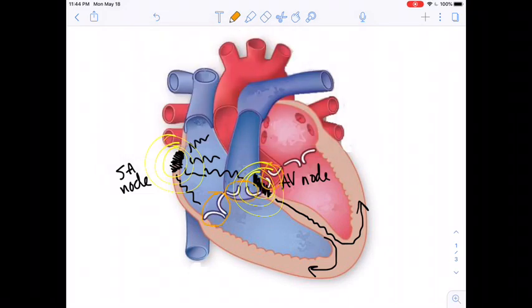opening and closing, which is actually what a doctor is able to hear when they listen to your heart using a stethoscope. So the sounds that they're listening for are actually the opening and closing of the valves. That is what's able to make a noise, and that is made possible because of the electrical impulses from the SA node and the AV node.